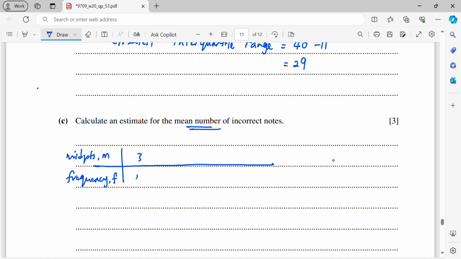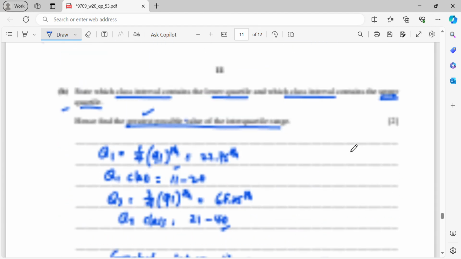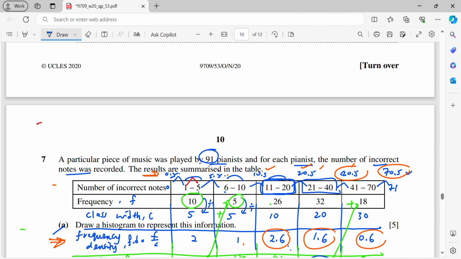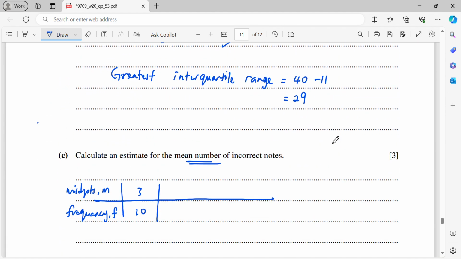Then the F I will just copy. Now the other ones use the same method, just get the average. So here 16 divided by 2, and so on. Now I will write down all the midpoints: 8, then 15.5, then 30.5, followed by the last one, 55.5. Then the frequencies will be 5, 26, 32, and 18.